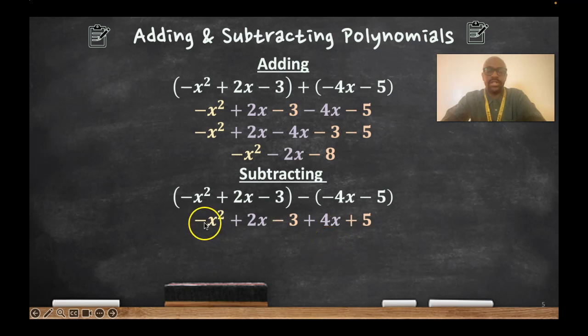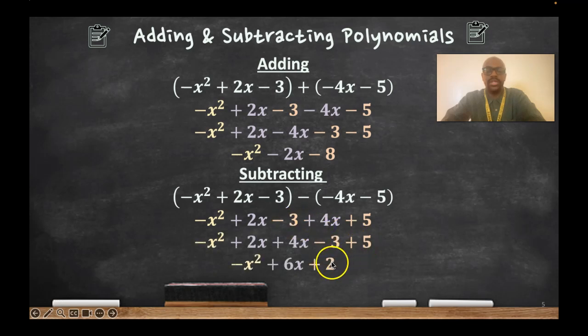So we don't have a like term for the negative x squared, so we just bring it down as is, like we did in this earlier problem. And then we have 2x plus 4x, which gives us 6x, and negative 3 plus 5, which gives us a positive 2. So then this will be our solution.